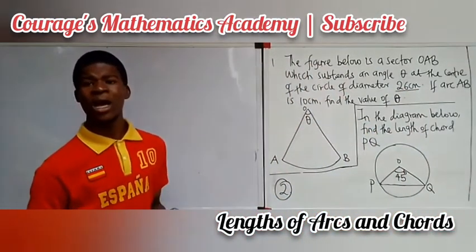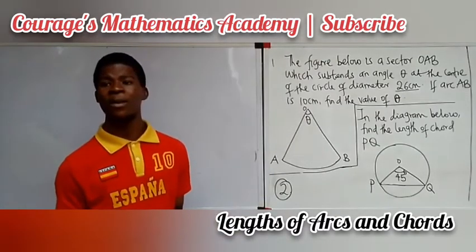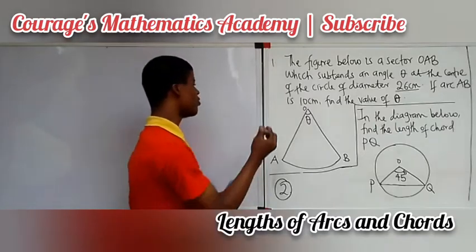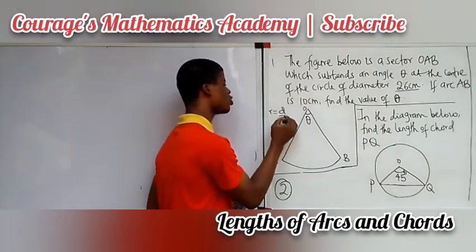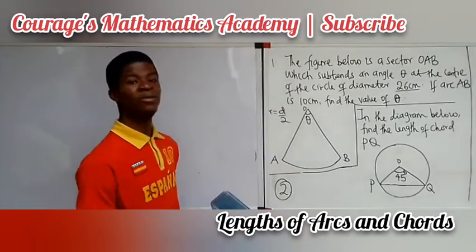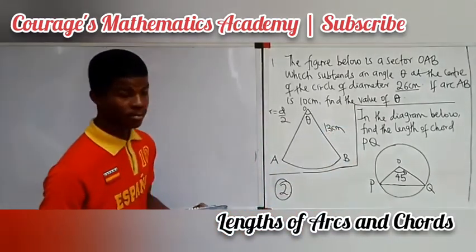Now, actually, I will not be making use of that 20 centimeter because in my formula there is not diameter. I only have radius. But I know that radius is equal to diameter over 2. So I can actually get the radius. Divide 26 by 2, I have 13. So the radius is 13 centimeter. I can do with this.